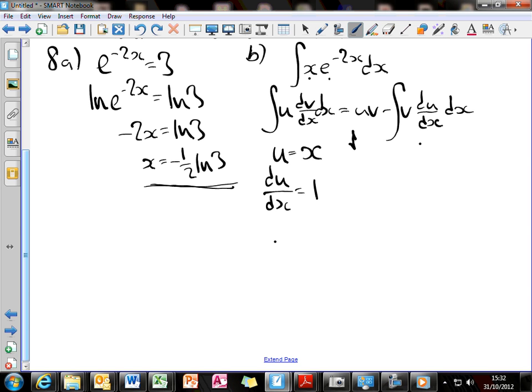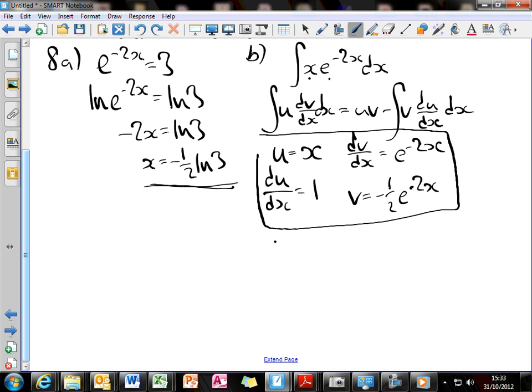I'm going to pick dv dx to be e to the minus 2x, and so when I integrate that I'm going to get e to the minus 2x with a coefficient in front of it of minus a half, because when I differentiate this I'm going to bring that minus 2 down, and I end up with e to the minus 2x. So these are the things that I'm going to be putting into my integration by parts formula. Okay.